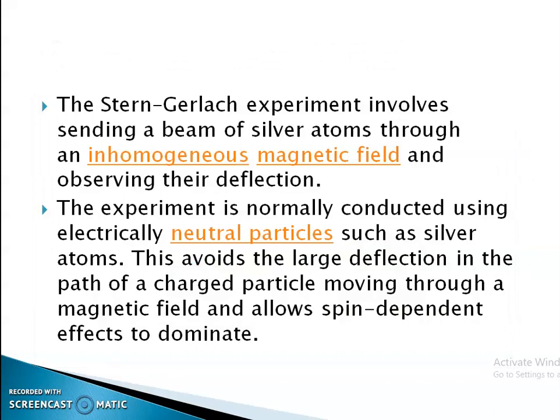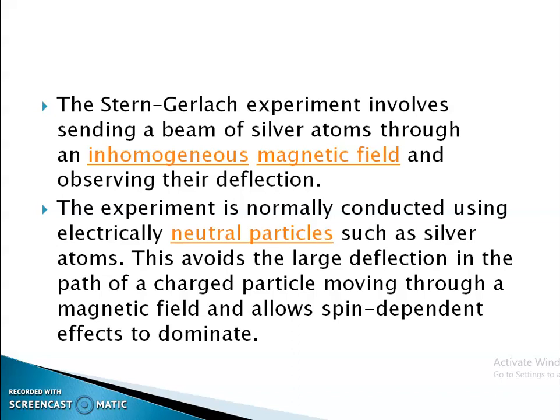Now let's analyze the procedure and the process that takes place here. Neutral silver atoms are emitted from the hot oven. The beam is then collimated by the two slits and passes through a non-homogeneous magnetic field. The beam is allowed to fall on a photographic plate.